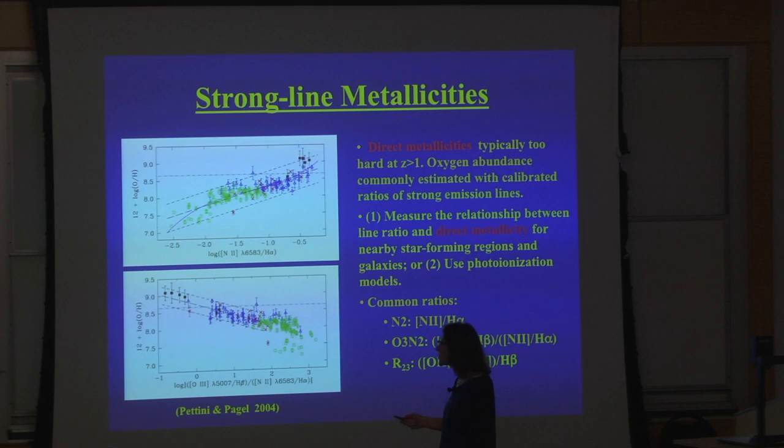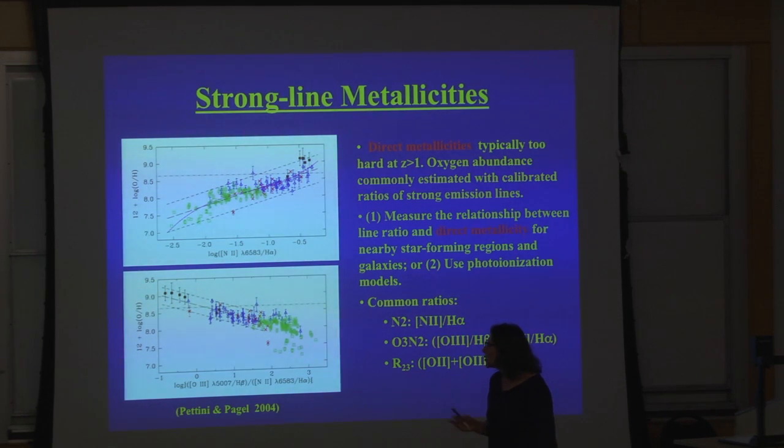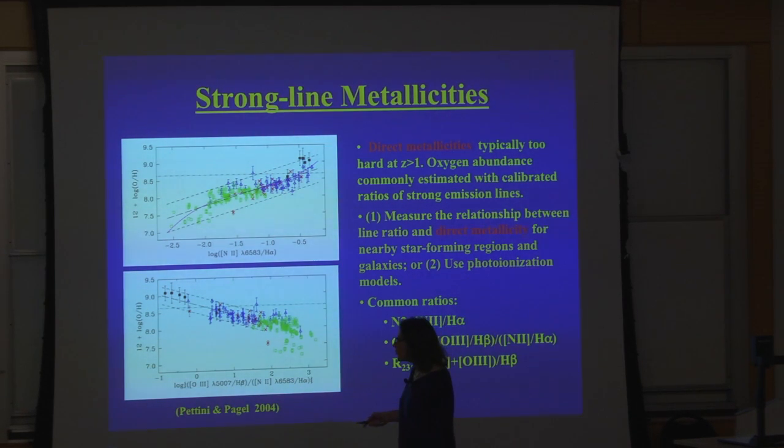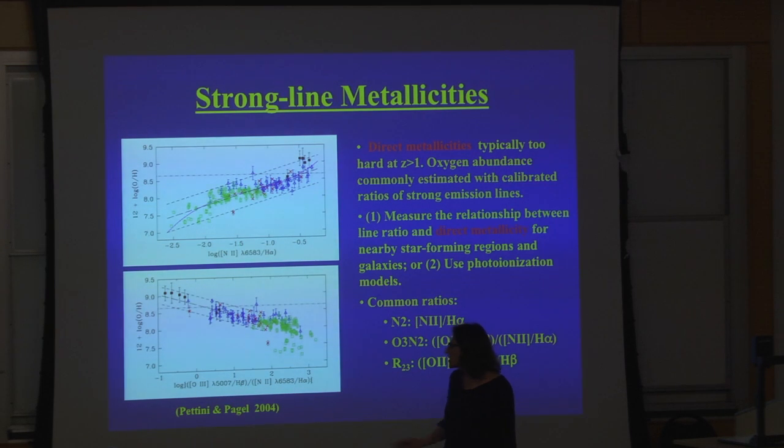These direct metallicities are typically too hard to measure at early times, so we commonly estimate the oxygen abundance from calibrated ratios of lines that we can measure. So you measure this relationship between the line ratio that you can measure and the direct metallicity. That's one way. Turns out you can also use what we call photoionization models. I would not advocate doing that.